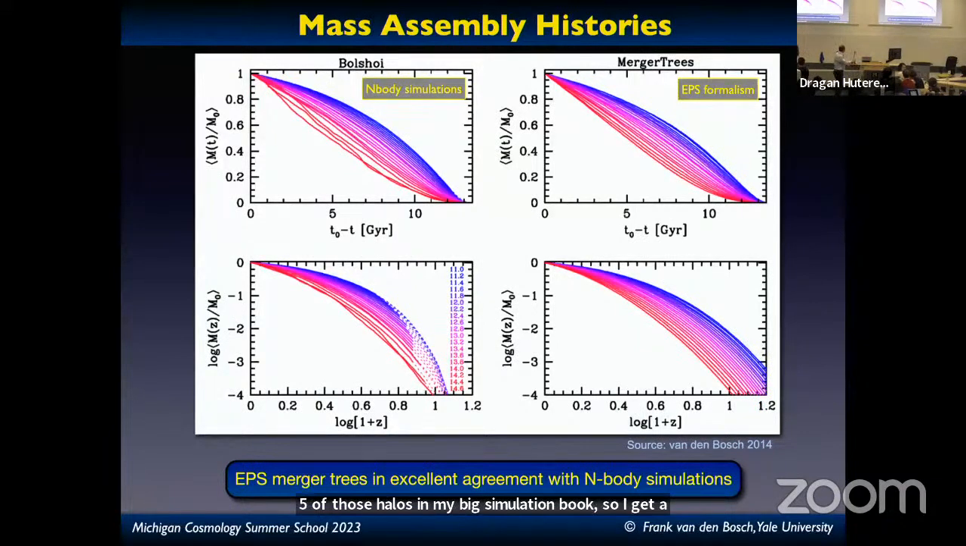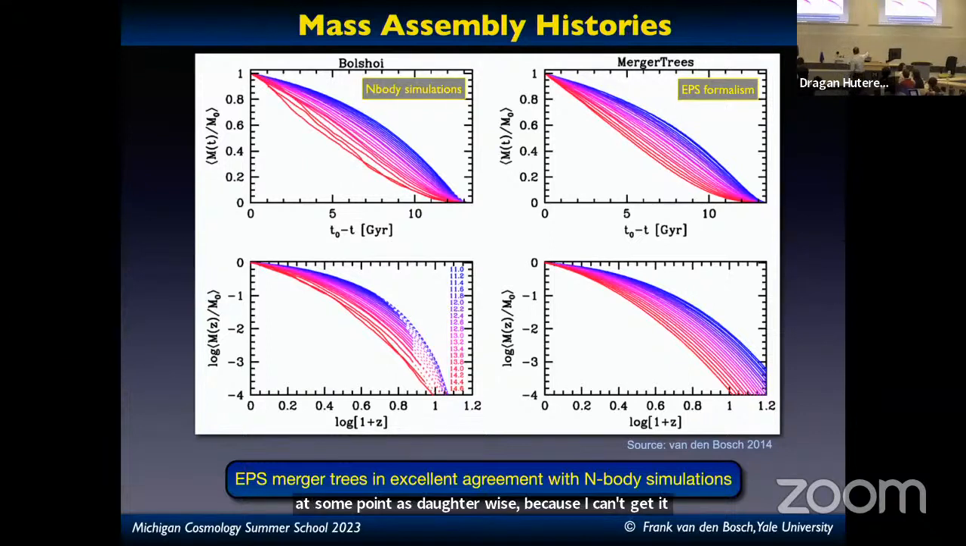And then here I'm plotting the same thing, except now I'm plotting the log of this number as a function of log of 1 plus z, which better shows what happens early on. It's all crammed in this part. And what you see is that at some point there are dotted lines because I can't get it anymore from my simulation.